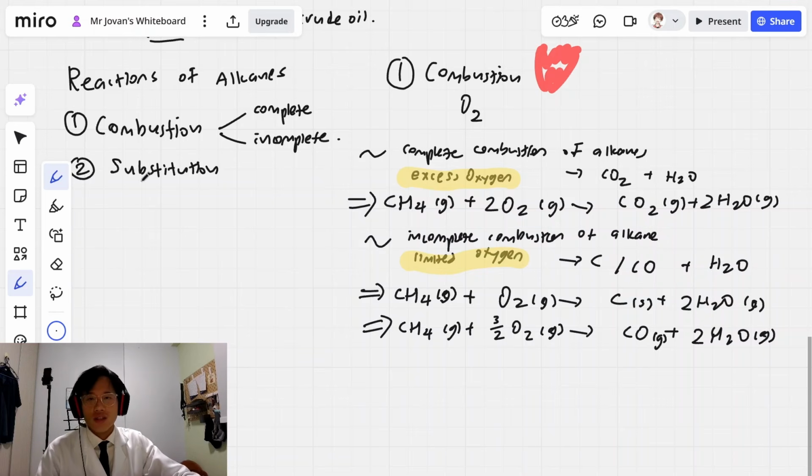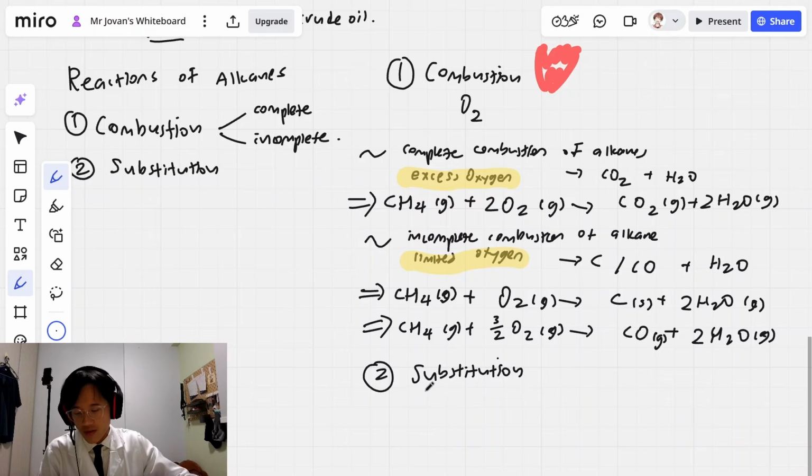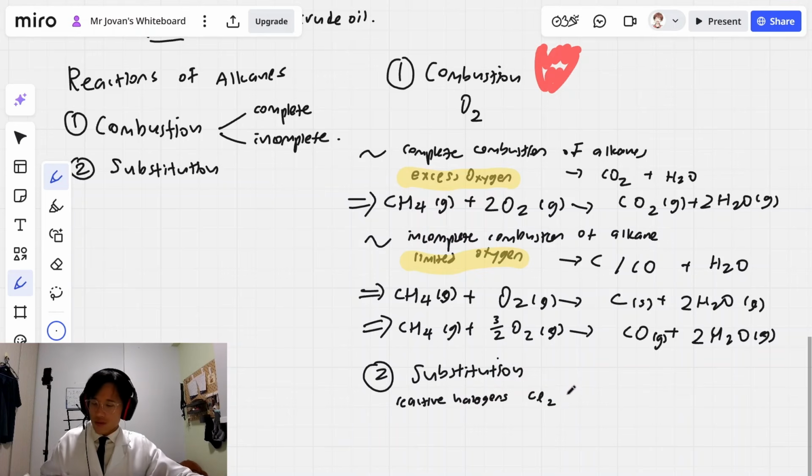Now, the next reaction is substitution. Alkanes undergo substitution reactions with reactive halogens in the presence of UV light. So, what are halogens? If you recall, halogens are group 17, for example, Cl2. Let's use Cl2 as an example. It can react with reactive halogens, and we're going to focus on Cl2. This is the main one that you need to learn for this.